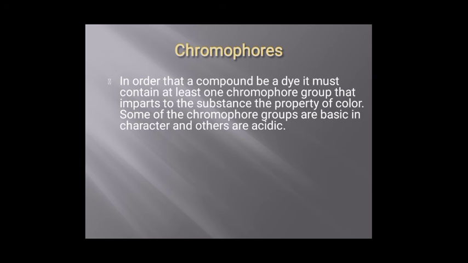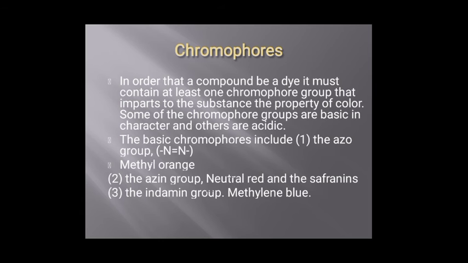Now, in order that a compound be a dye, it must contain at least one chromophore group. That means for any organic compound to become a dye, it is important to contain at least one chromophore group which is responsible for giving the coloring property. Some of the chromophore groups are basic in nature and some are acidic in nature.